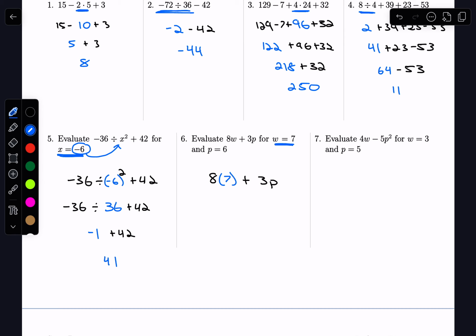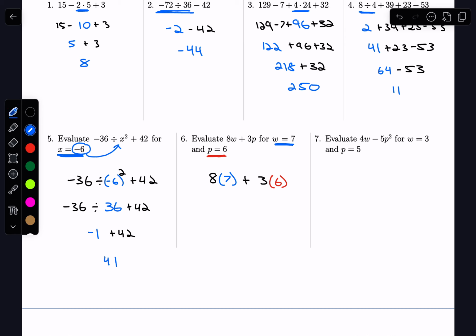Notice that if I didn't put those parentheses there, it would just look like the number 87. Okay, so we need the parentheses to make sure all the meaning of the expression still is maintained. All right, now wherever we see a p, we're going to replace it with 6 because p is equal to 6. So I'll delete our letter p and replace it with a parenthesis and a 6 inside. And then now we follow order of operations as before.